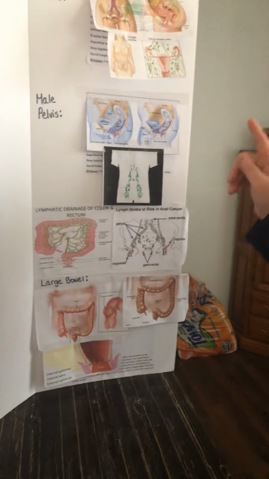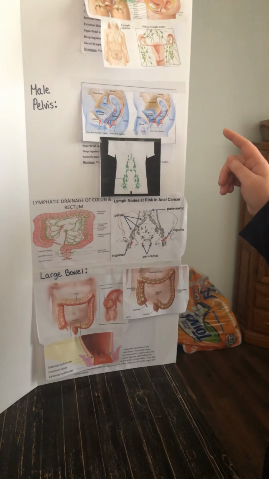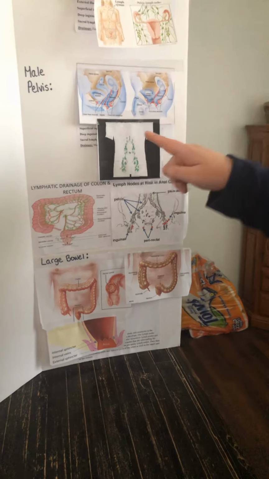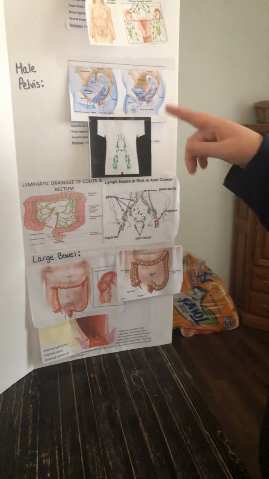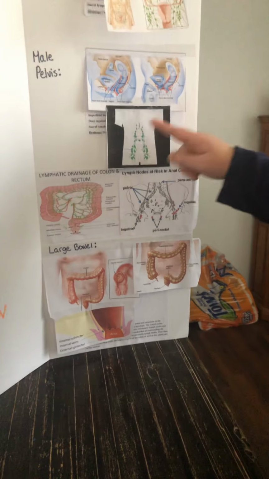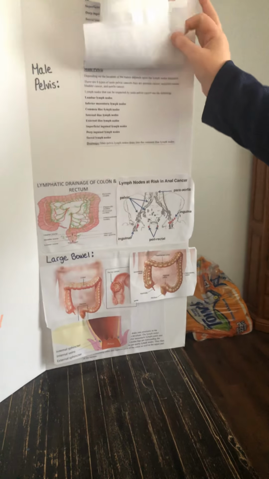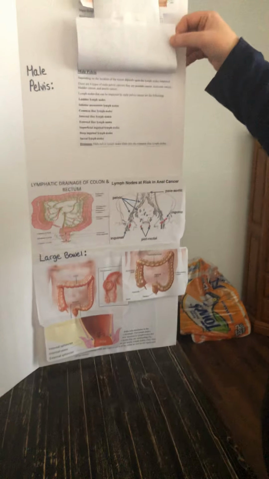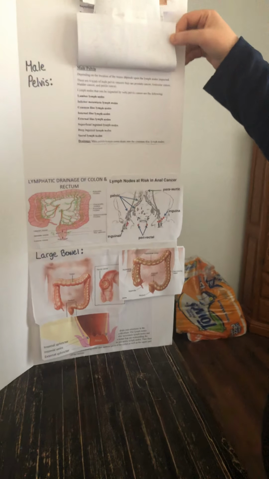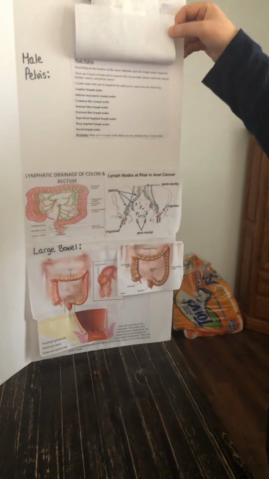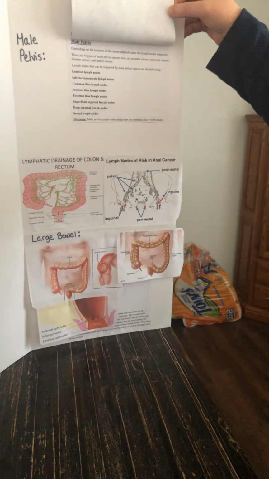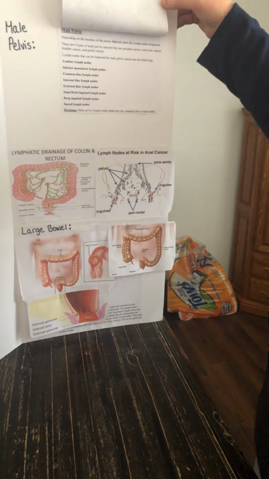Over here, moving on, I have the male pelvis, and I have a labeled picture of all the different organs that are in the male pelvis, along with the lymph nodes in the male pelvis as well in this picture here. Depending on the location of the tumor depends upon the lymph nodes impacted. There are 4 types of male pelvic cancers. They are prostate cancer, testicular, penile, and also bladder. Females can also have bladder cancer as well, so I could have added that.